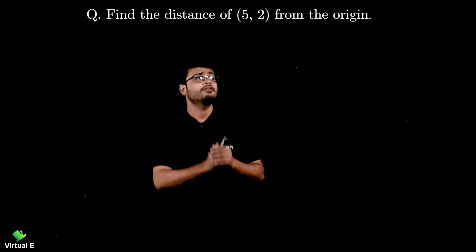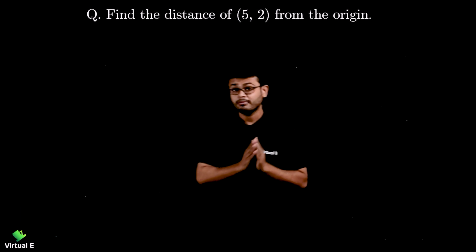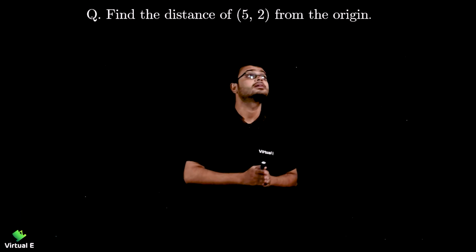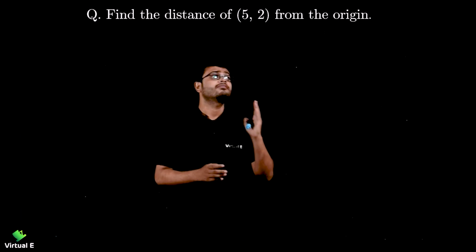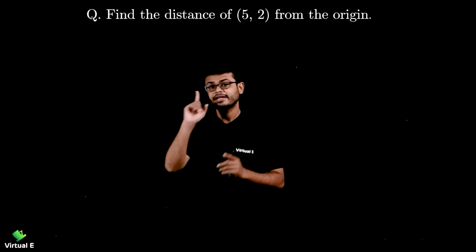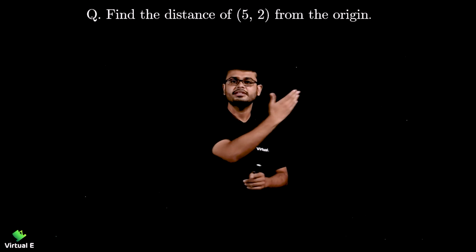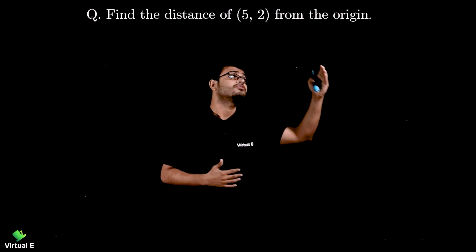Let's discuss one interesting question. This question is asked many times for 1 mark. It is very easy as well. It asks for the understanding. Let's read the question first. Find the distance of (5, 2) from the origin. Okay, we need to find the distance. First condition, we need to find the distance. It's written there, find the distance of the point (5, 2) from the origin.